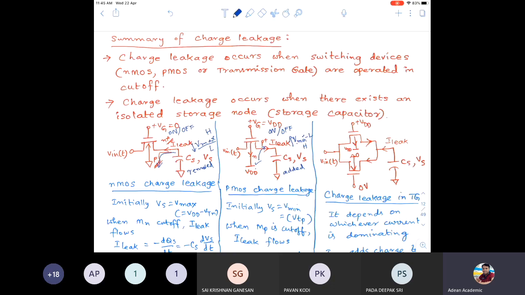Why it is becoming low is because of the leakage current flowing in the transistor, and that leakage current will remove the voltage or charge from the capacitor. That will become high to low. And to make this high to low, it takes some time. Discharging will not happen instantaneously.